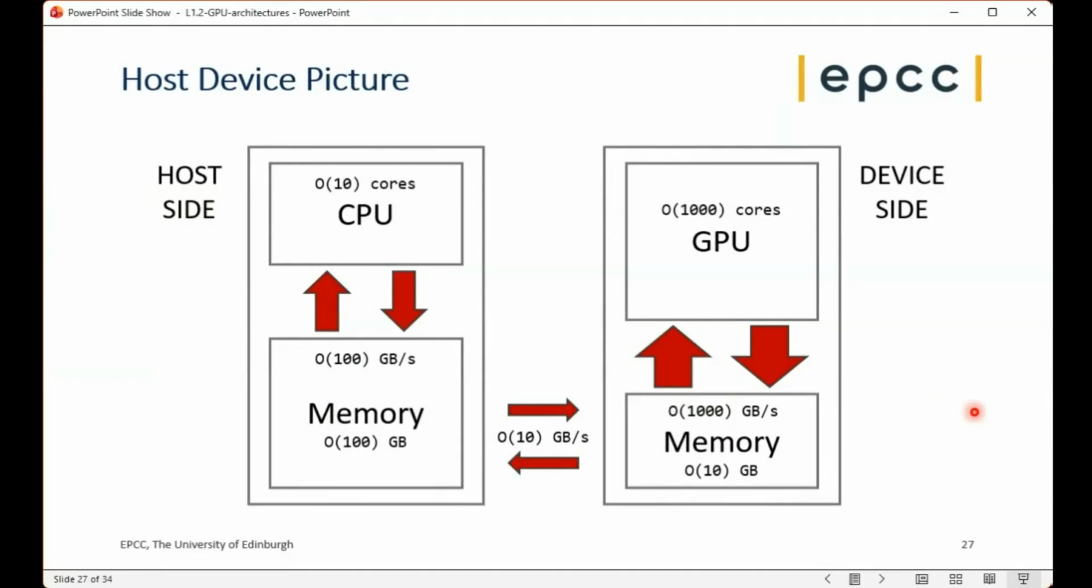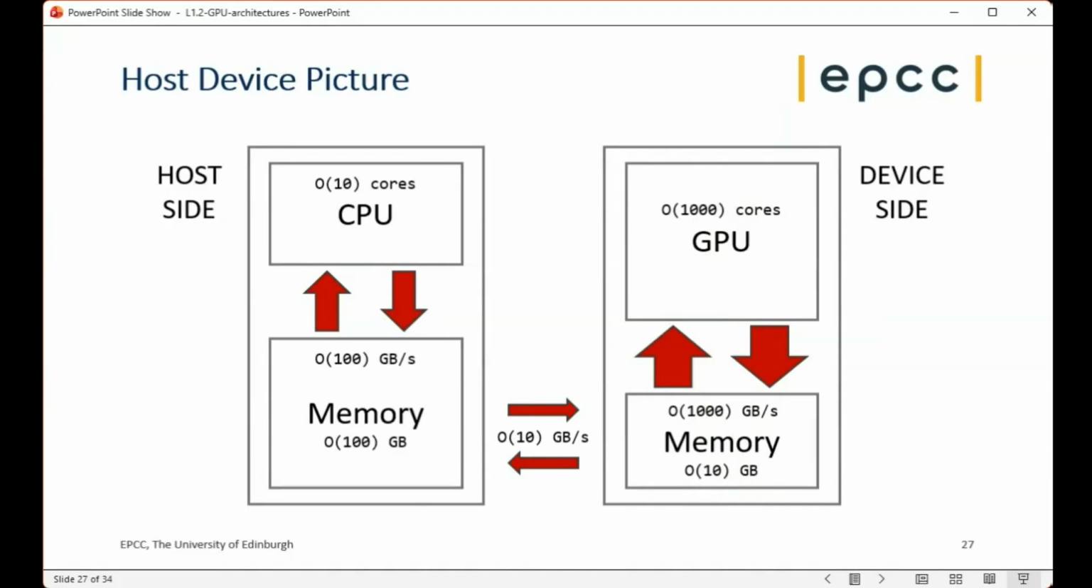The GPU, however, has a very different balance. It has thousands of cores. It has fast memory, but it has less of it, so it has tens of gigabytes of memory, but it's fast. You have terabytes per second of data transfer between the GPU and its memory. So you can see you have orders of magnitude more GPU processing cores, but less physical memory, and also much faster data transfer.